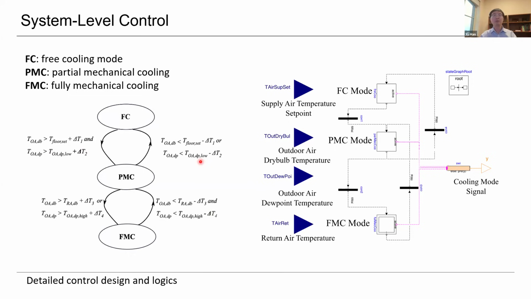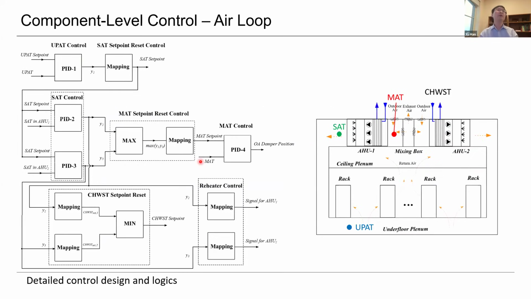This is a system level controller, okay? And for the component level control, because they are connected with each other, it is fairly complicated. I can give you some examples. For example, this is the underfloor plenum air temperature control. So basically, we will control the temperature at the underfloor plenum. So here, UPAT is here.